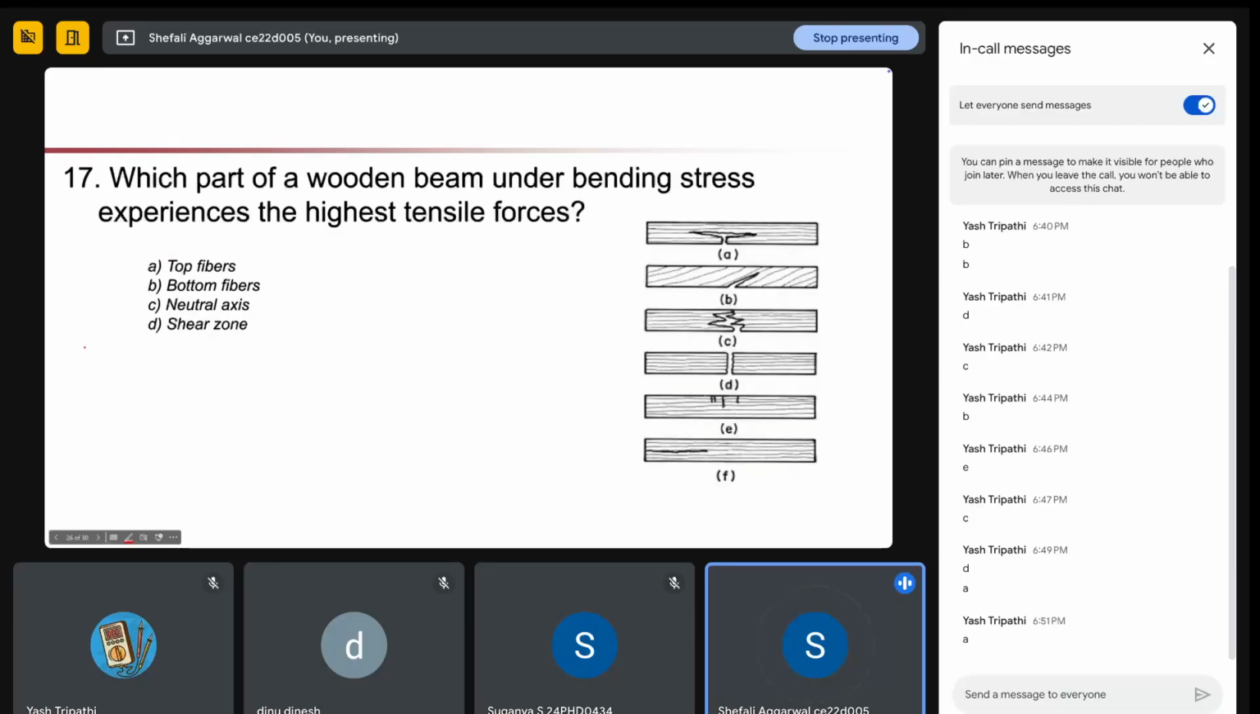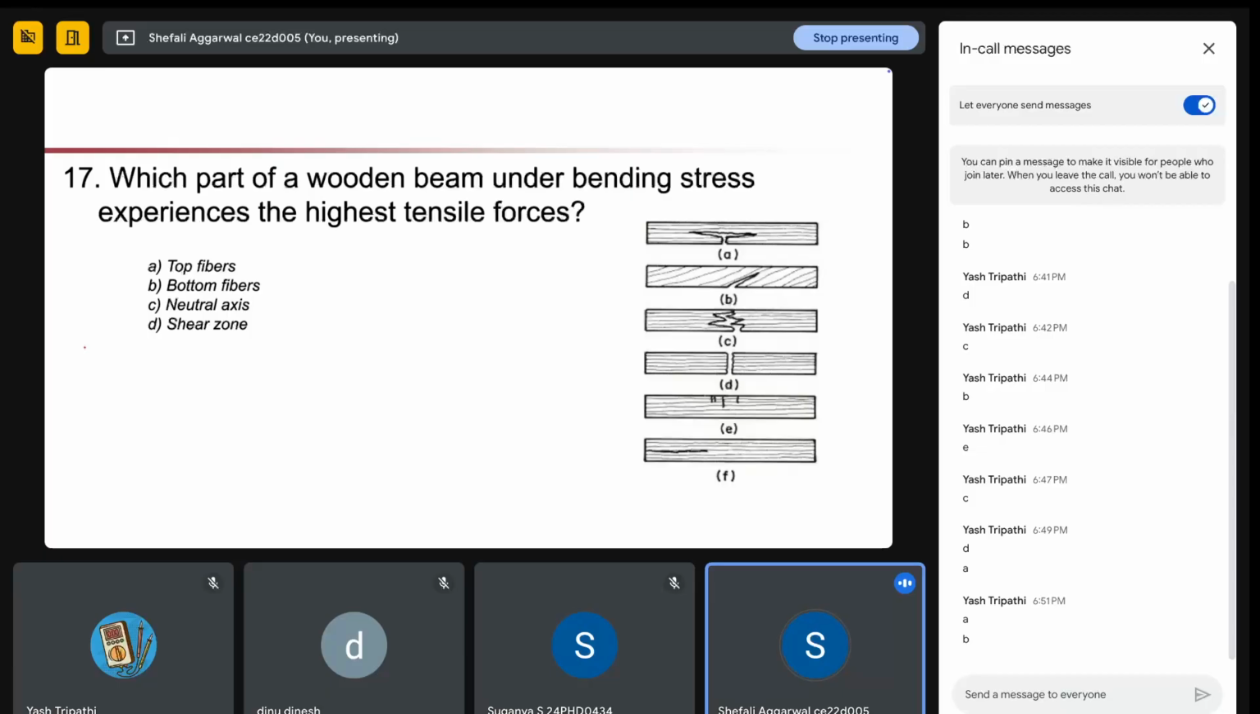Next question is, which part of a wooden beam under bending stresses experiences the highest tensile forces? Top fibers, bottom fibers, neutral axis or shear zone? B, bottom fiber, correct answer. So whenever there is a bending load applied, the highest tensile forces will be at the bottom fiber of your wooden beam.